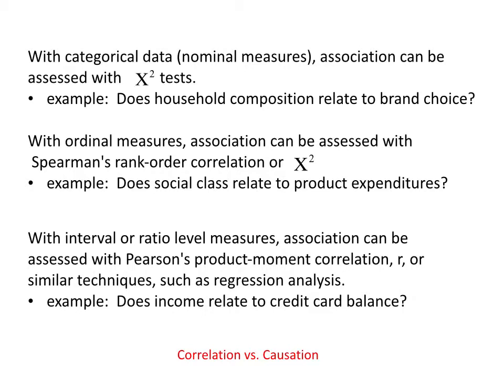With interval or ratio level measures, the tests become more powerful. Association can be assessed with Pearson's product moment correlation, R, or similar techniques such as regression analysis. For example, the question, does income relate to credit card balance? Where income is a ratio scale and credit card balance is also a ratio scale, and we can look at the simple correlation between those. We can include those in regression analyses.